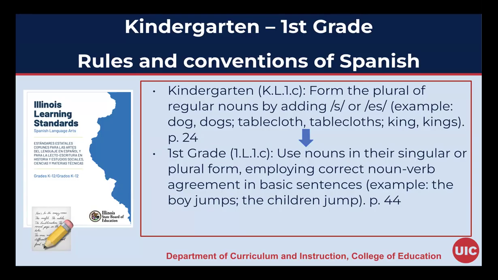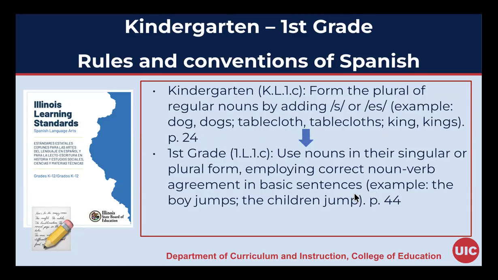This language standard we have here: form the plural of regular nouns by adding s or es, right? And then the example might be, I have dog, I add s, now I have dogs. But then I also have to know when sometimes the rule changes. I have tablecloth. Now here I have to know I have to add es, and excuse my typo right there. Tablecloth, I add es, right? So this would be the standard in kindergarten.